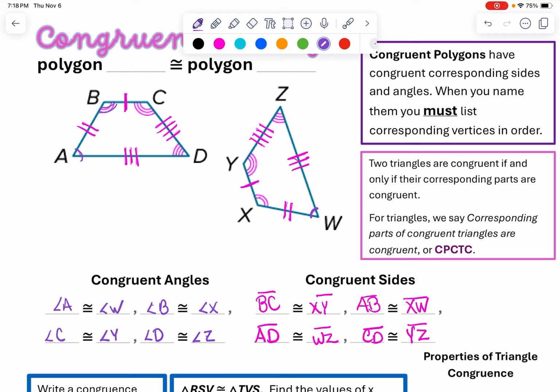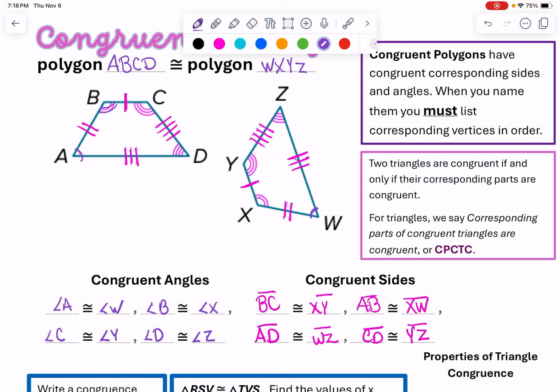So it appears that the second polygon is a rotation of the first or vice versa. So when we name the polygons, it may be helpful to start with your single arced angle and say that polygon beginning with angle A, then going to B, then C to D, is congruent to polygon W, X, Y, Z. Single arc, double, triple, and then quadruple.